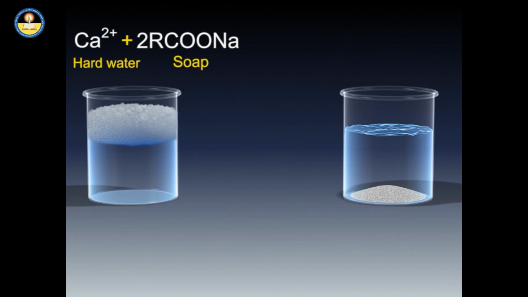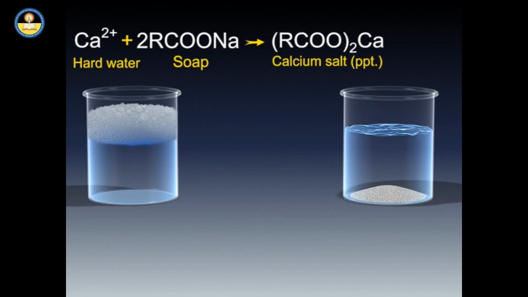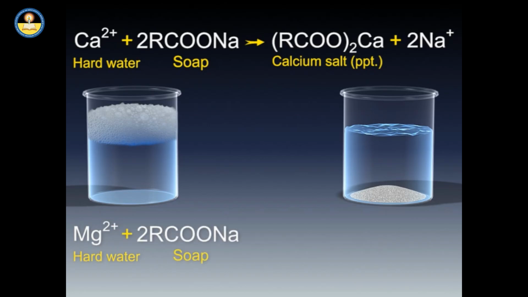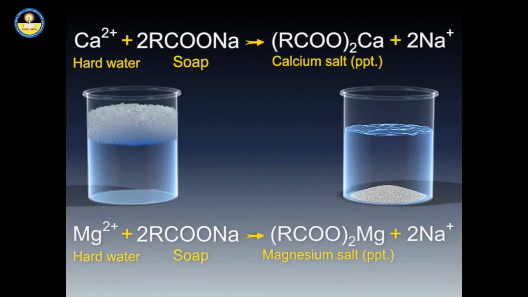Ca2+ reacts with 2RCOONa to give (RCOO)2Ca plus 2Na+ ions. Mg2+ ions react with 2RCOONa to give (RCOO)2Mg plus 2Na+ ions. Water free from these salts is known as soft water. Soap is effective when water is soft.